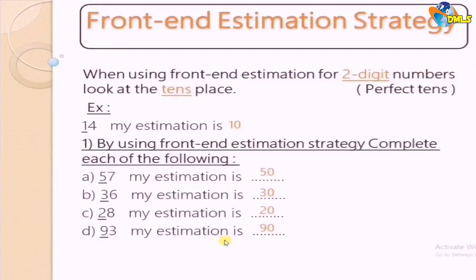And if you ask yourself why 90 is the correct answer, it's because 93 is a two-digit number. In estimation we look at tens in the two-digit number. Here I find in the tens 9, and the value of 9 is 90, so 93, its estimation is 90.